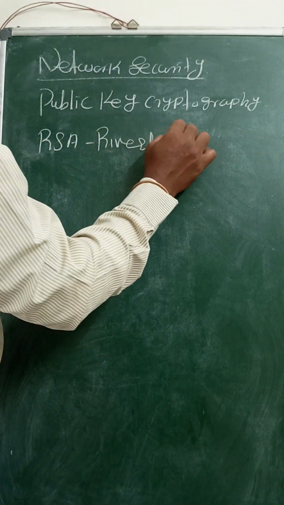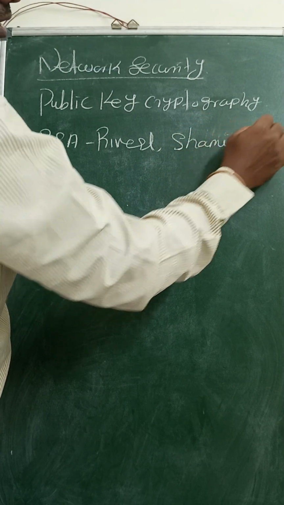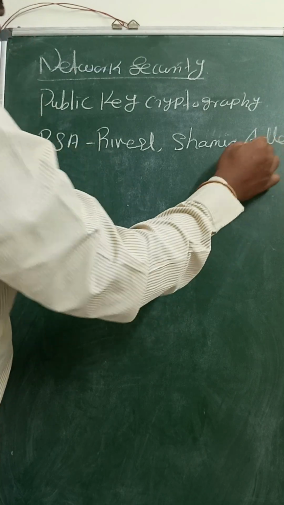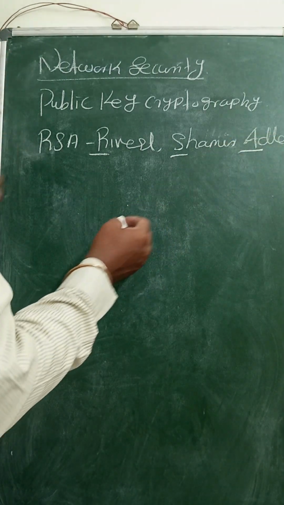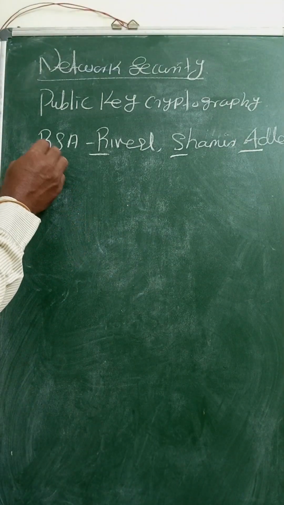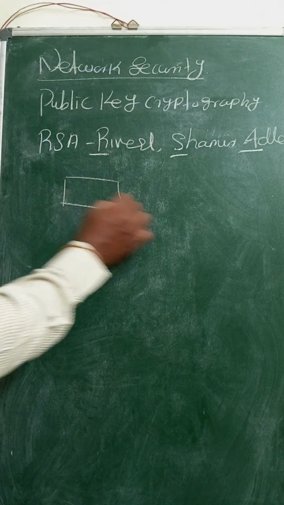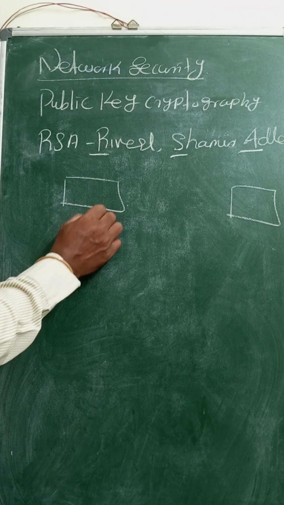In public key cryptography, a famous algorithm is the RSA algorithm. RSA stands for Rivest, Shamir, and Adleman. The first names of these three people become the RSA algorithm. Now we'll look at what the RSA algorithm is.